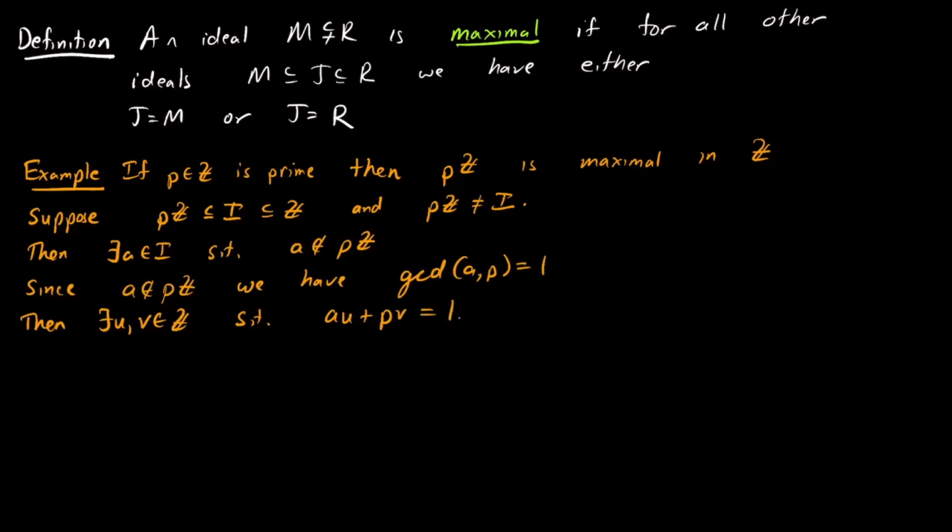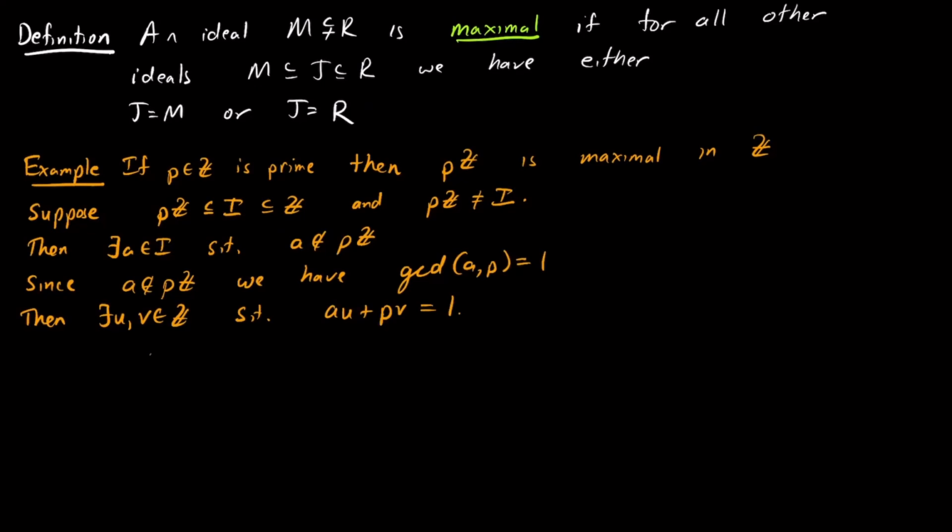But let's think about this for a second. If I have this element 1, this is equal to Au plus Pv. Well, I know that A is in my ideal, so A times u is in my ideal. I know that P is in my ideal, so P times v is in my ideal. So 1 is an element of I. Okay, so what does that get me? Well, if 1 is an element of I, and let's say I take any other integer n, then I know that n, which is equal to n times 1, is going to be an element of I.